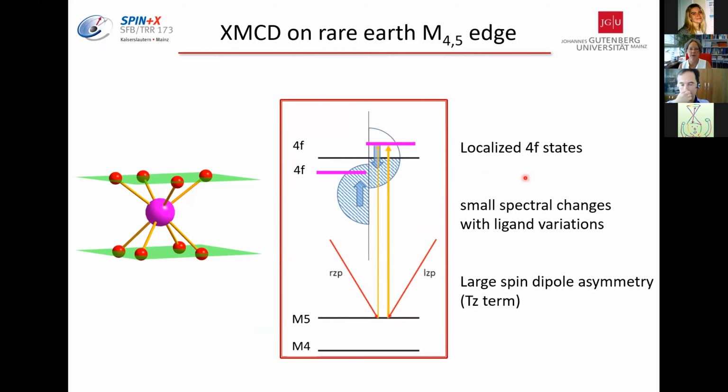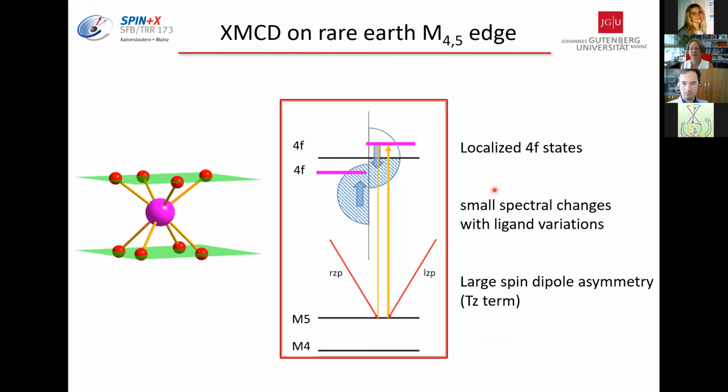And again, XMCD spectroscopy is a very good technique to get information. The difference between the 3D metal ions and the 4F metal ions is that for the 4F we have a very huge spin dipole asymmetry. So we have to take into account a tensor additionally. But for the rest, of course, we have localized 4F states.